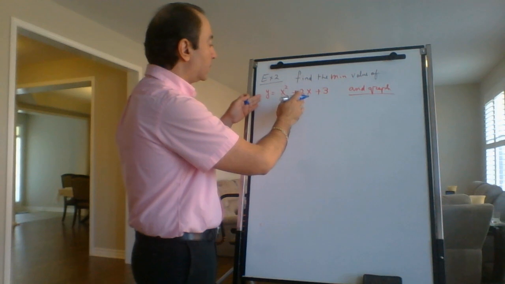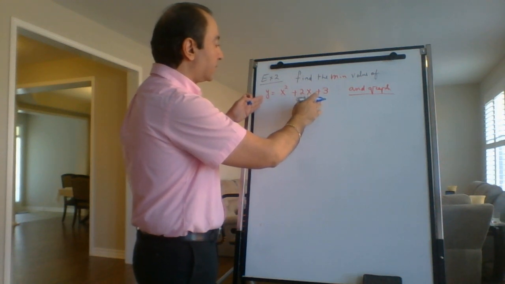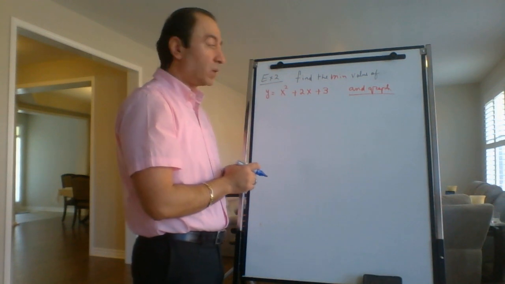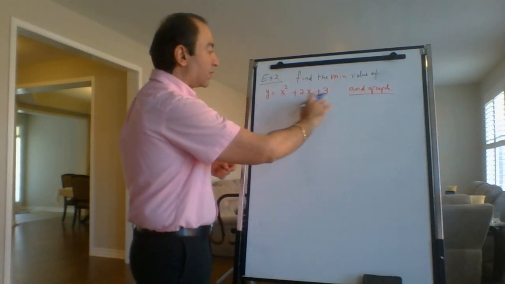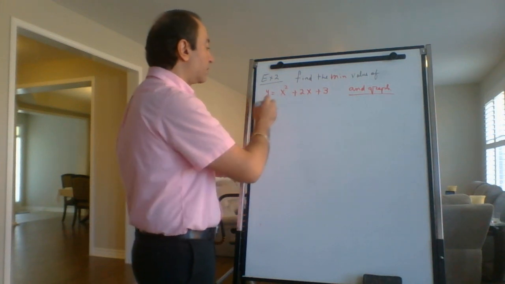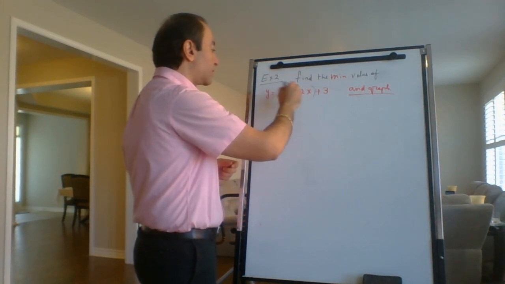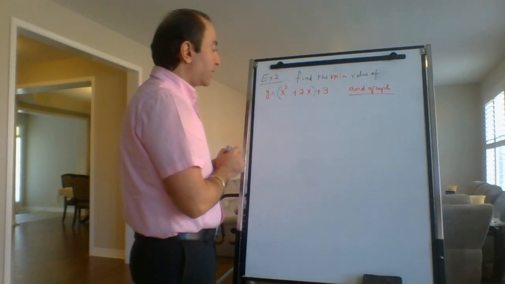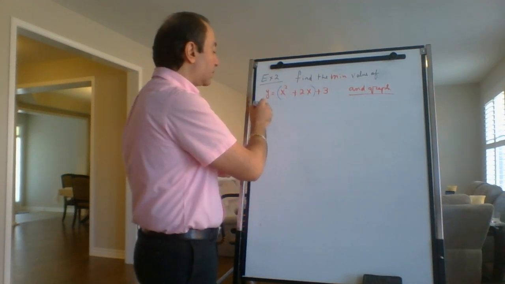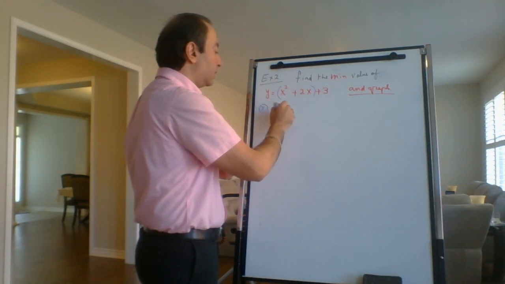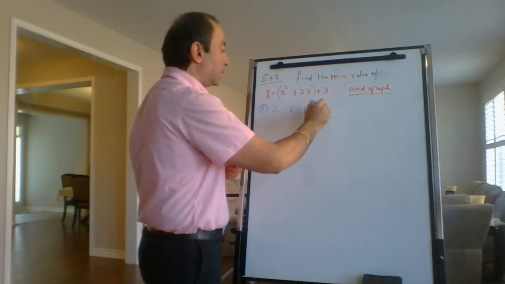To switch from standard form to vertex form, I have to use the method of completing the square. This is not a perfect square, so I have to use the method of completing the square. What is the method? The first thing is we group the first and second term. We did. The second thing, we get the number in front of x, which is b. We divide it by 2, and then we square it.